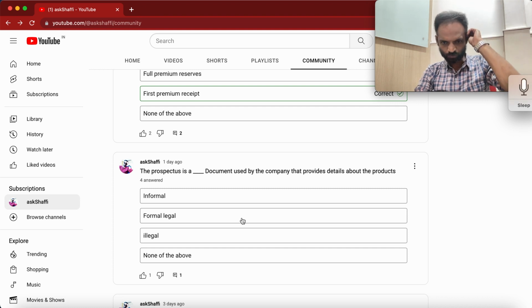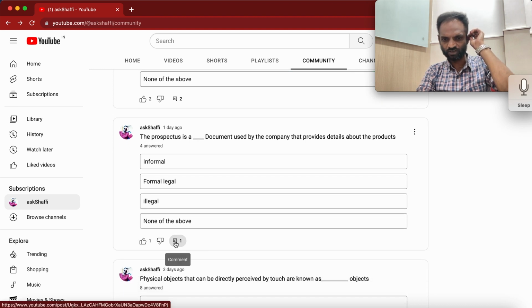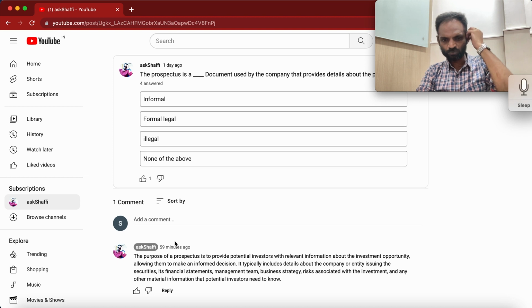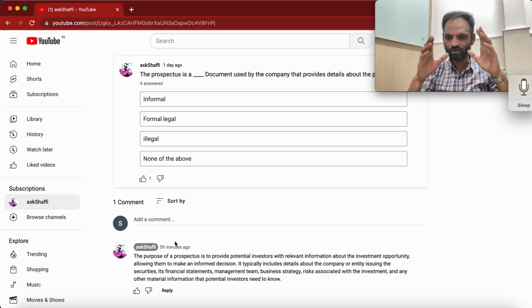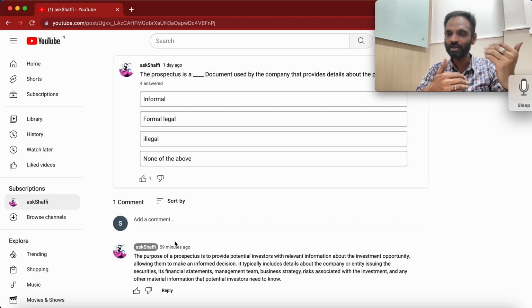And the fourth question, the prospectus is a dash document used by the company that provides the details about the products. Let us understand what is prospectus. The explanation is also given in the comment section. The purpose of the prospectus is to provide potential investors with relevant information about the investment opportunity and allow them to make an informed decision. So prospectus is like a brochure which talks about the complete details, the features and benefits of the plan along with a few illustrations, and that also talks about the company details as well.